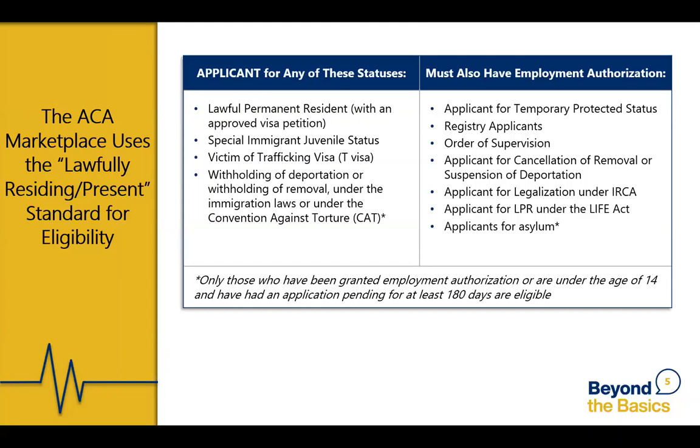And then applicants for asylum. Now, applicants for asylum will not always be adults or otherwise able to get a work permit. So in the case of asylum applicants, people who have been granted employment authorization, or if they're under the age of 14 and have had an application pending for at least 180 days, are eligible for marketplace coverage. And I want to note that you should not expect to come out of this presentation with all of these different statuses committed to memory. This is just a way of familiarizing you with who's eligible and providing you with the slides for reference.